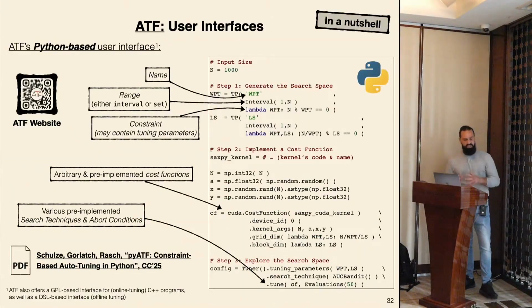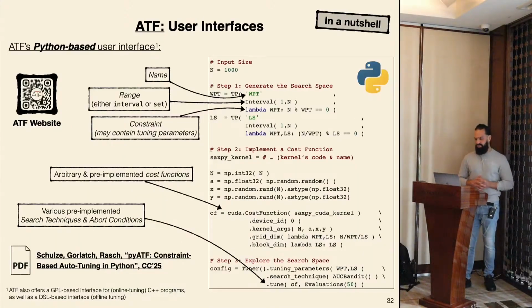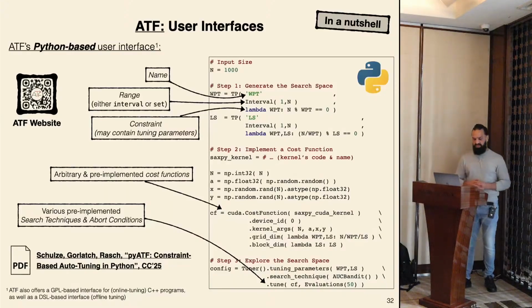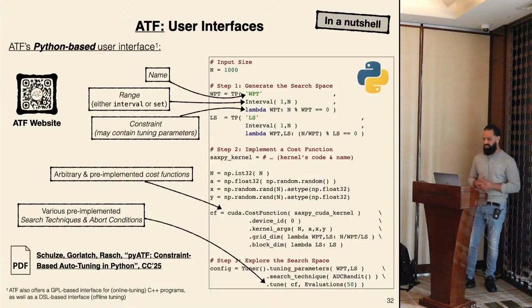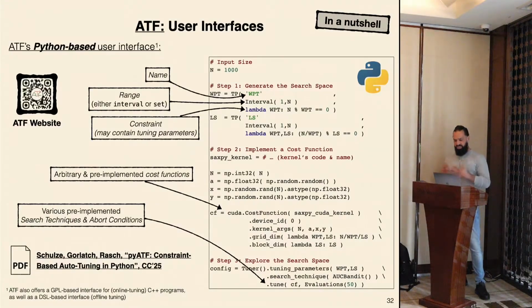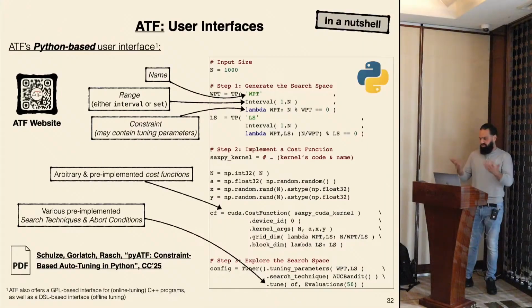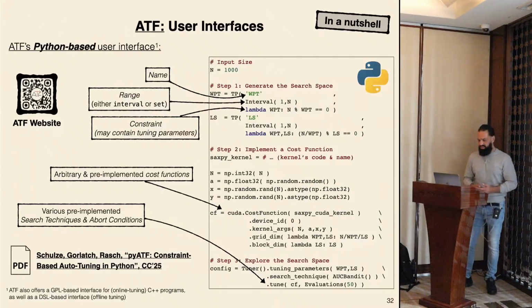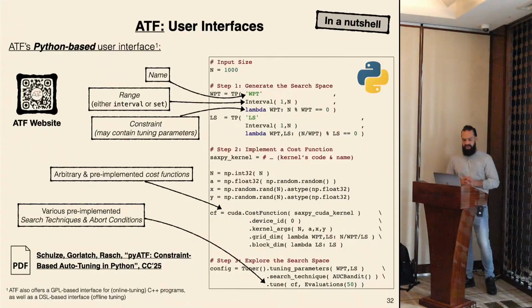Maybe more interesting for us is how ATF is used and how it can be used here. So to use ATF, we have different kinds of interfaces, but I think the Python interface that Richard implemented and presented this year at the CC conference is the most interesting one. So to use ATF, you just implement a simple Python program. I would say it's simple, because you just need to specify the parameters by their name, possible range, and constraints. The constraints can be any arbitrary lambda function, for example, that may contain other kinds of tuning parameters here to express these interdependencies between parameters.